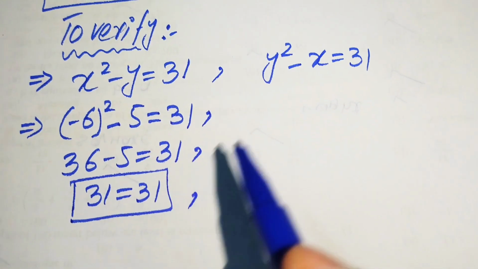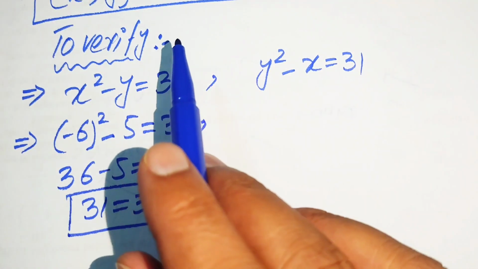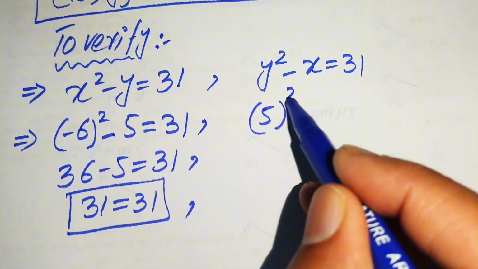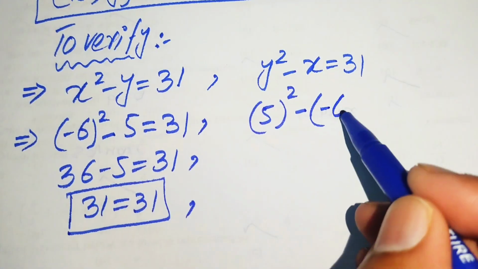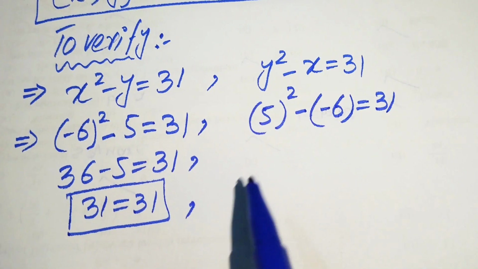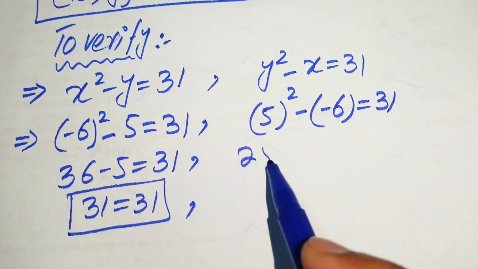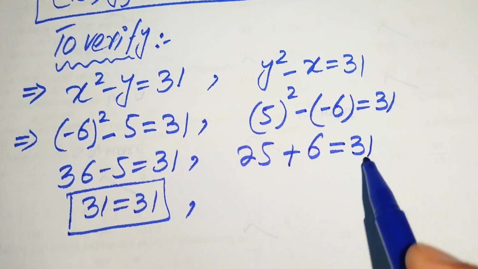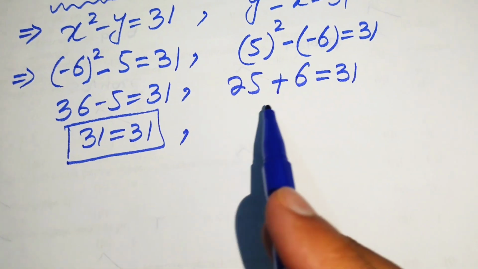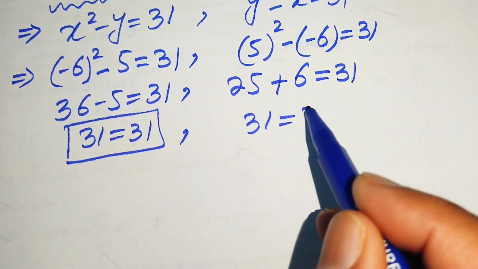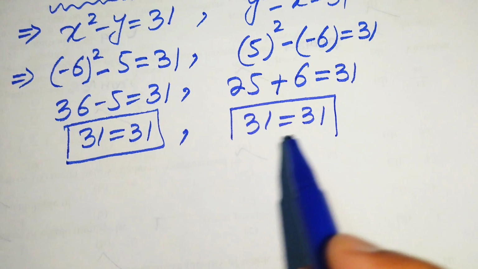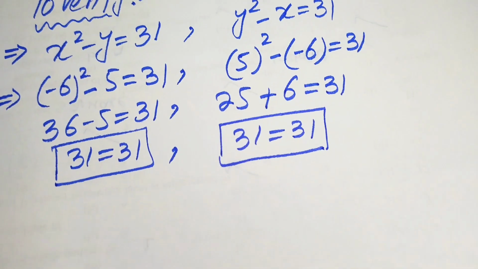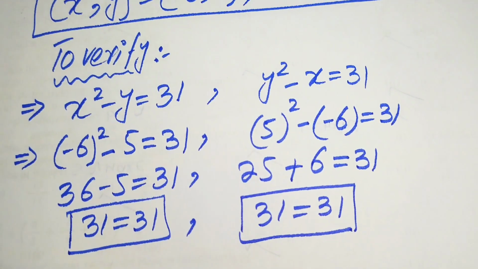And now similarly we check the second equation. So here we substitute the values of x and y in this equation, and the value of y is 5, so 5 squared minus the value of x which is minus 6 equals to 31. And you have 5 squared equals to 25. Minus times minus becomes plus, so plus 6 equals to 31. So here we have 25 plus 6 is 31 equals to 31. So this shows that the second equation also satisfies the values of x and y. And this is our final answer of this question.